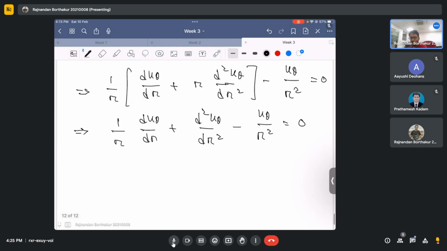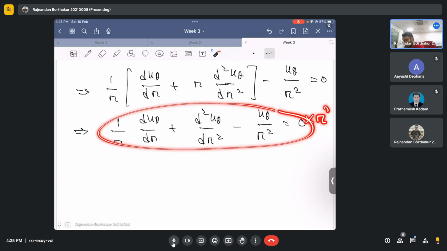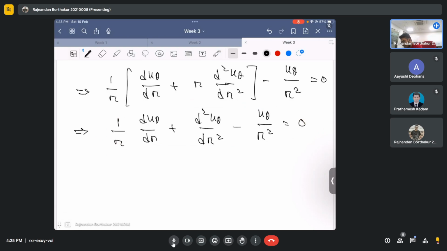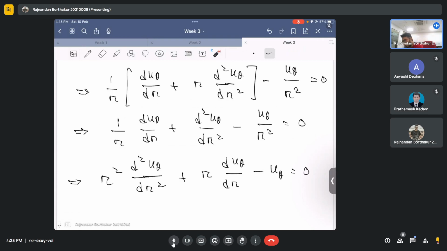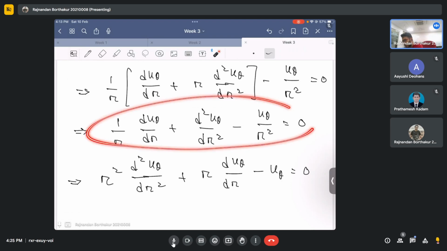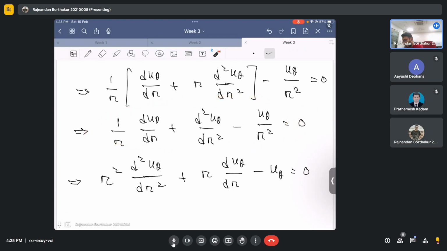Now, in order to simplify this equation, let's multiply this entire equation by r squared, on the left hand side and right hand side. If we do that and rearrange certain terms, we will get something like this: r squared times d2 u theta by dr squared plus r times du theta by dr minus u theta equals 0. What we are doing, as I repeat again, is multiplying this entire equation by r squared and rearranging these terms. I bring this term to the front, I bring this term here, and this term is always there. Okay, all right.